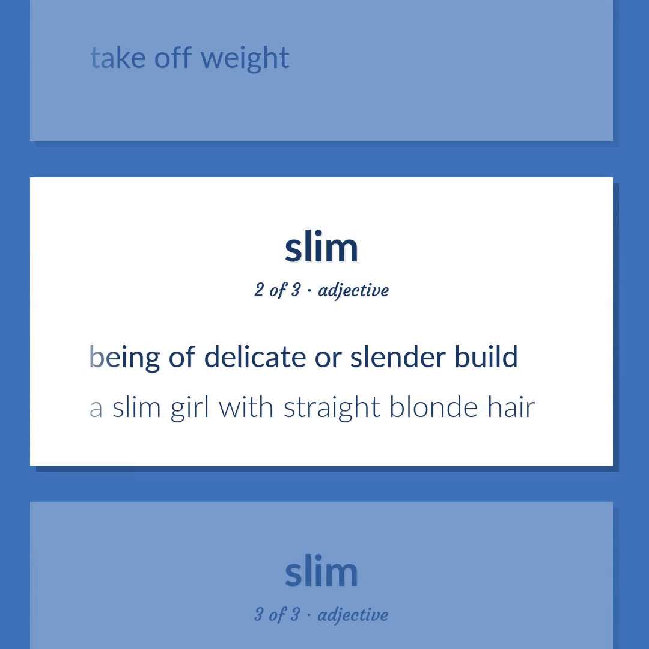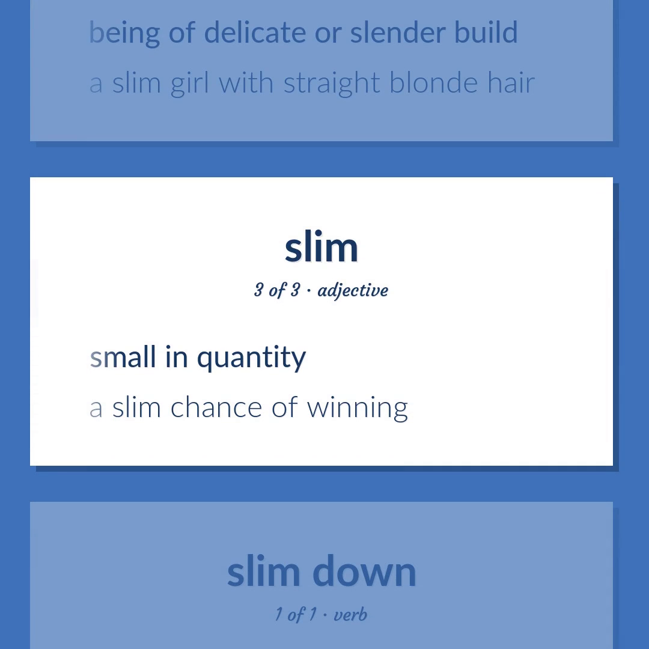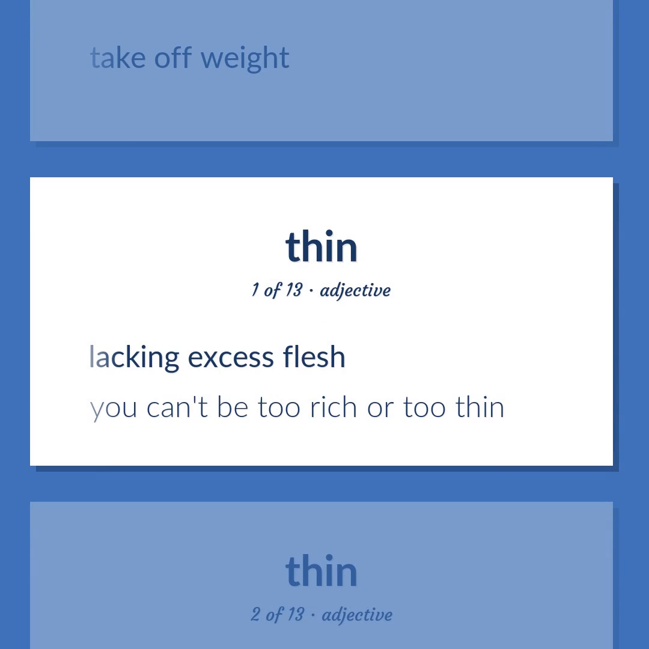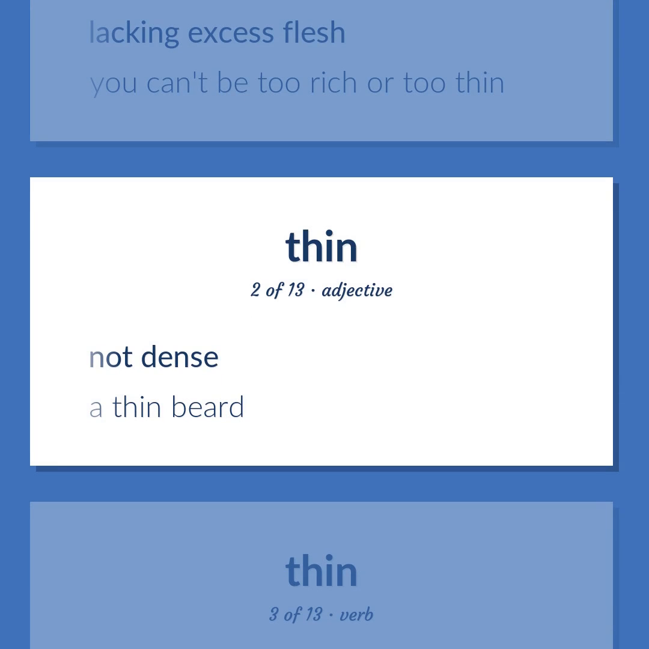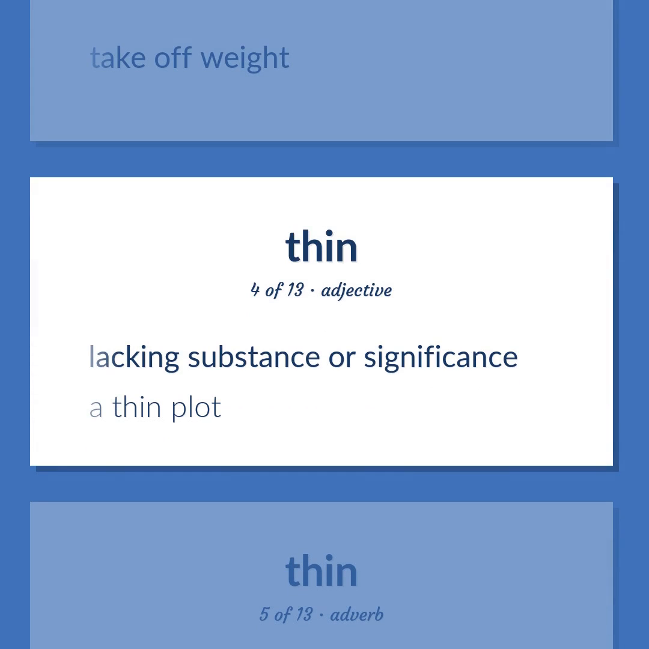Being of delicate or slender build. A slim girl with straight blonde hair. Small in quantity. A slim chance of winning. Take off weight. Lacking excess flesh. You can't be too rich or too thin. Not dense. A thin beard. Lacking substance or significance. A thin plot.